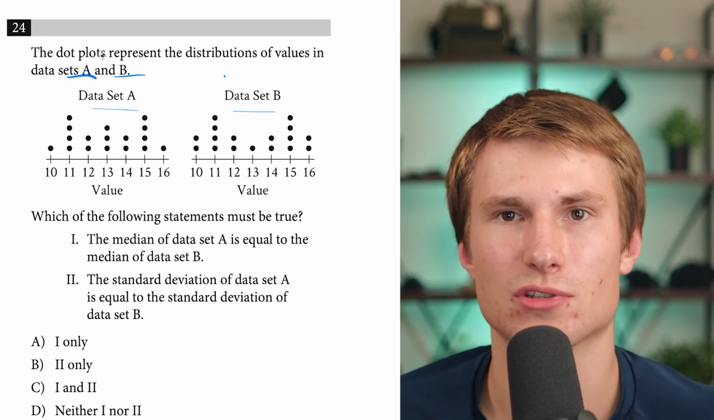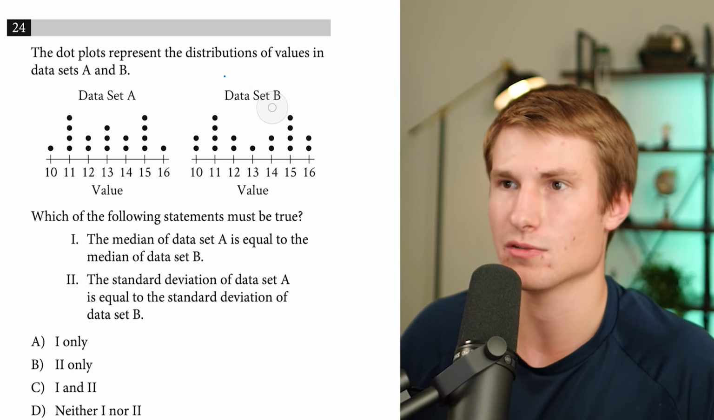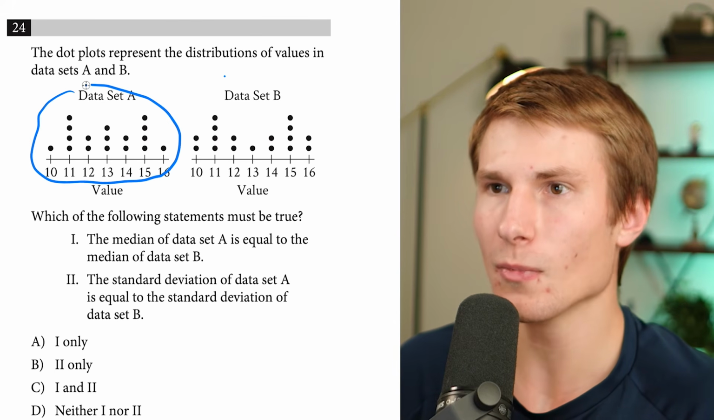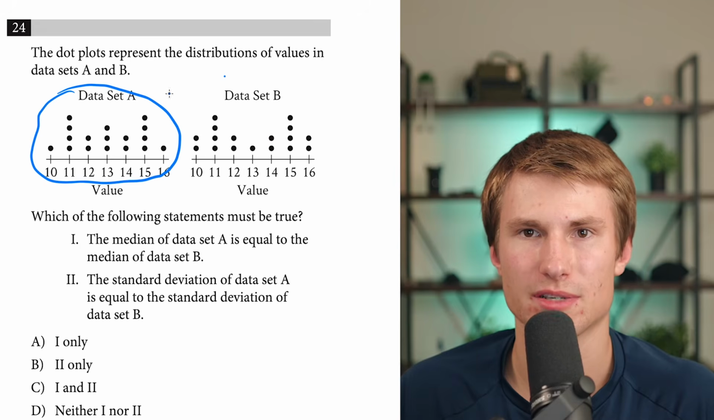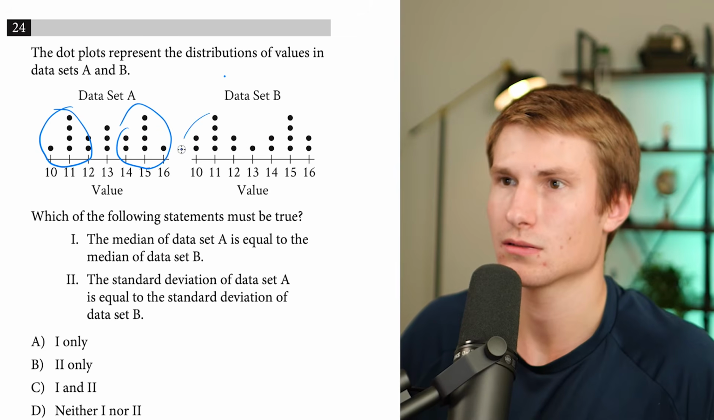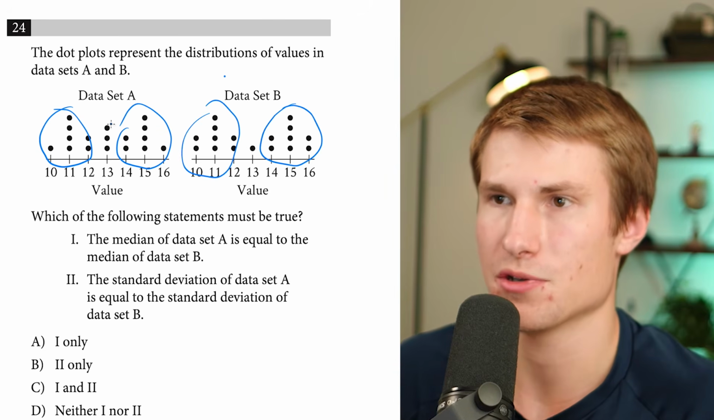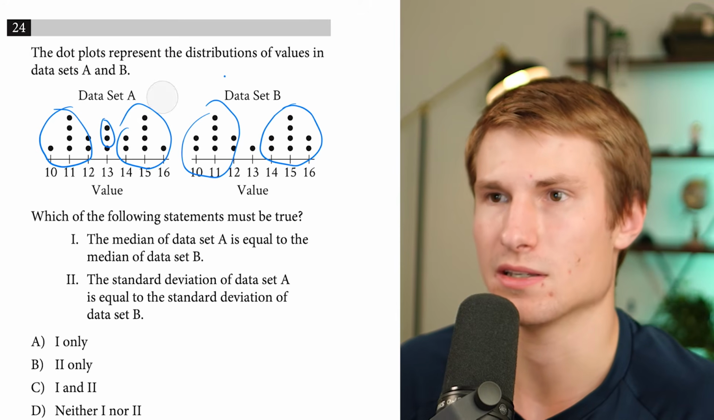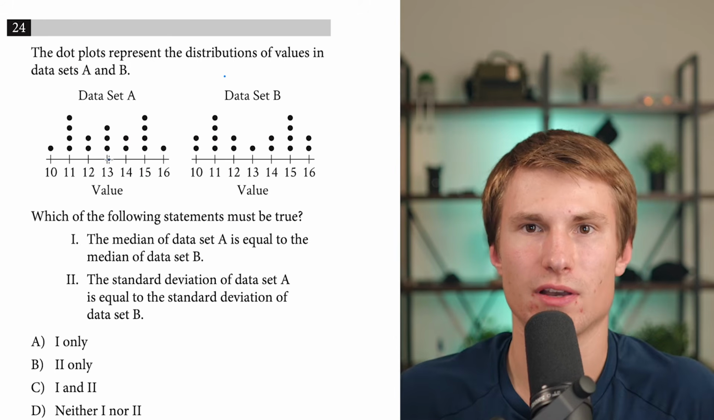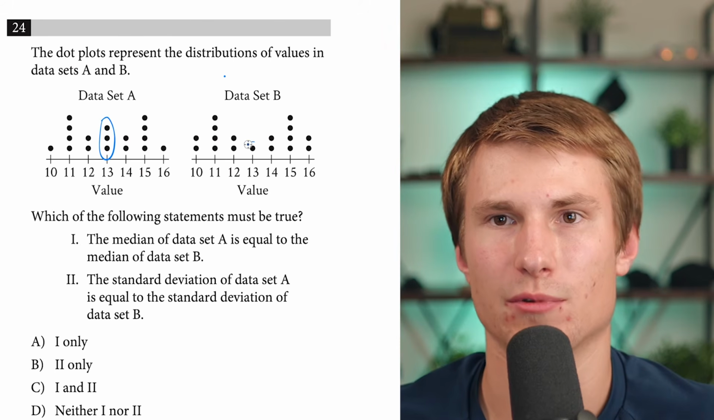All right, whenever you're dealing with two data sets, the first thing I'm going to look at is the shape of each of them. So in this case, the shapes look very similar. Let me see what the differences are. Okay, this and this and this. Okay, so the only difference is the values at 13. We have two more values at 13 in data set A. We have 3 here and we only got 1 here.